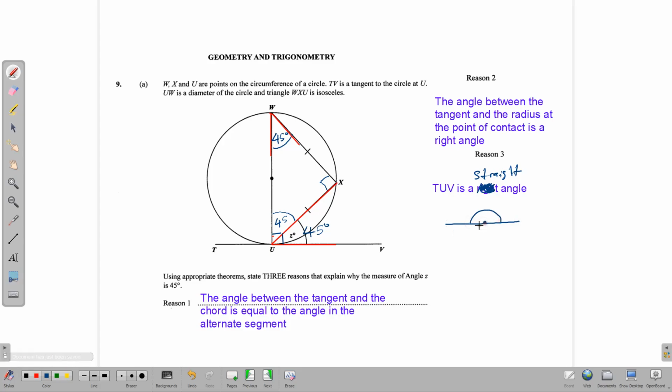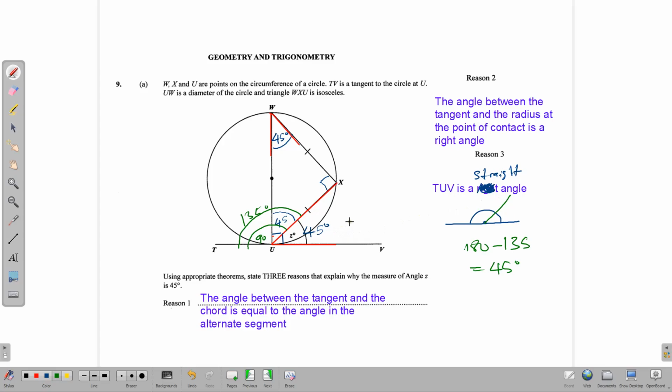And notice here that on this side of the angle, we would have a 90 degree angle here and a 45 degree angle here. 90 plus 45 gives us 135. And so the other part of the angle there would be 180 minus 135, and that gives us 45 degrees. So TUV is a straight angle. That's our third reason.